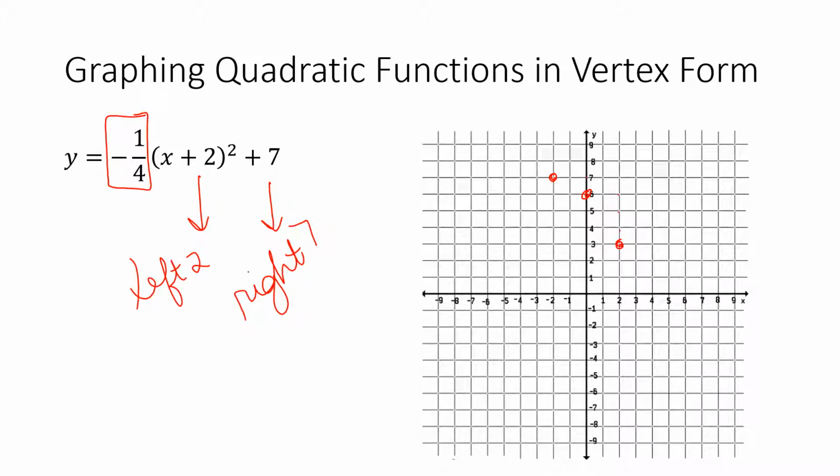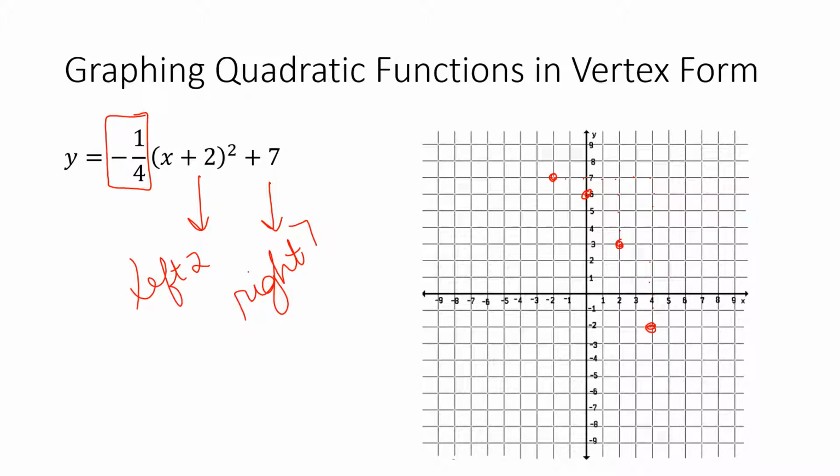Let's go one more. 5 squared is 25. That's not divisible by 4. 6 squared is 36. So we would need to go over 6, up 36 on the original function. If I divide by 4, you get 9. So we're going to go over 6, down 9. So from the vertex, we're going to go over 1, 2, 3, 4, 5, 6, down 9. 1, 2, 3, 4, 5, 6, 7, 8, 9.